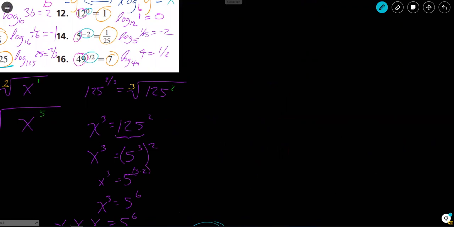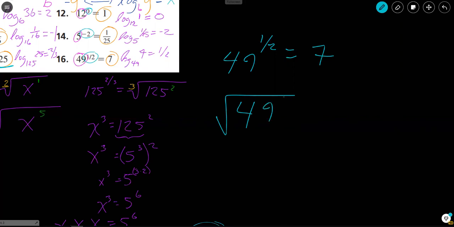Similarly, number 16 is actually easier. It's just saying 49 to the 1/2 power is equal to 7. Well, if you just think about the left side of the equation, 49 to the 1/2 power is just 49 to the first, and then taking the square root of that, or the second root of that. Well, the square root of 49 is 7. We're not worrying about plus or minus, because we're not necessarily solving for x. We're just evaluating. When we evaluate the square root function, we just think about the positive values unless otherwise instructed.